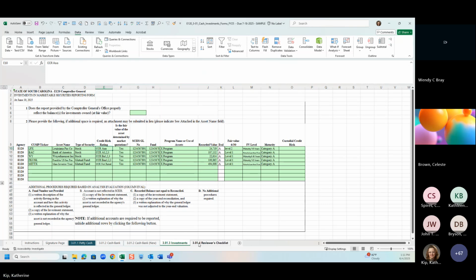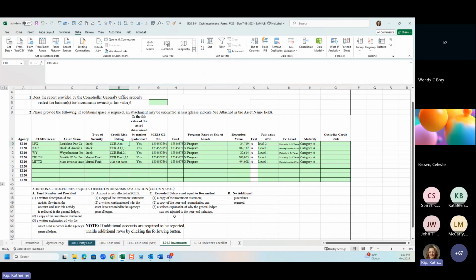Hey, Catherine, we had a request for you to make your screen a little bigger if possible. Yeah, did it get bigger? Yes, thank you. Okay, yeah, sure.